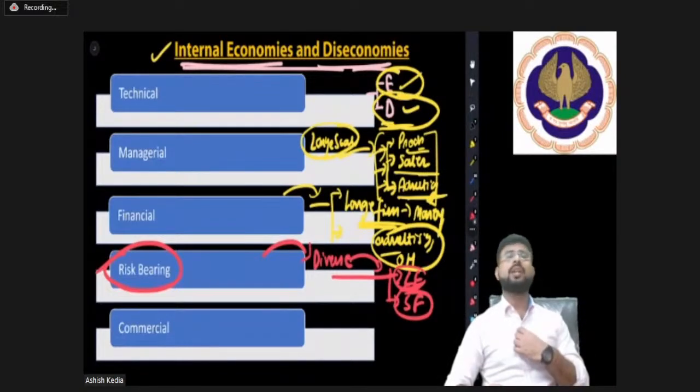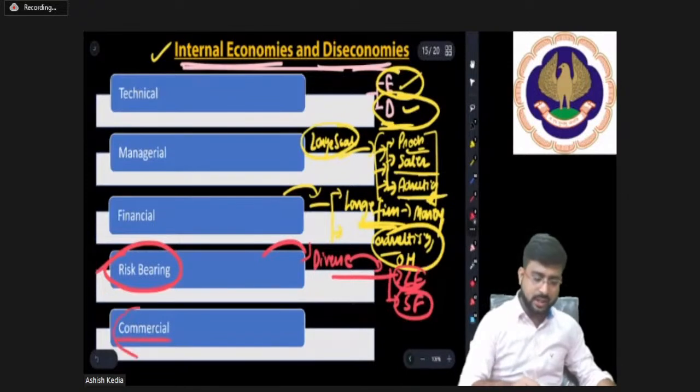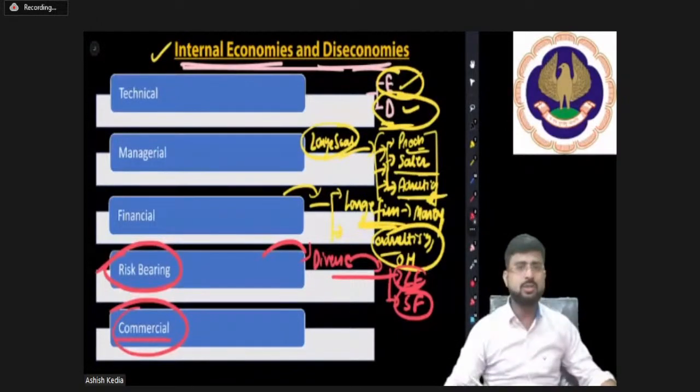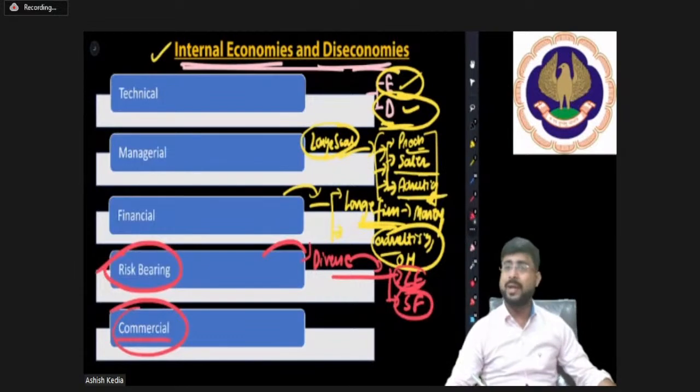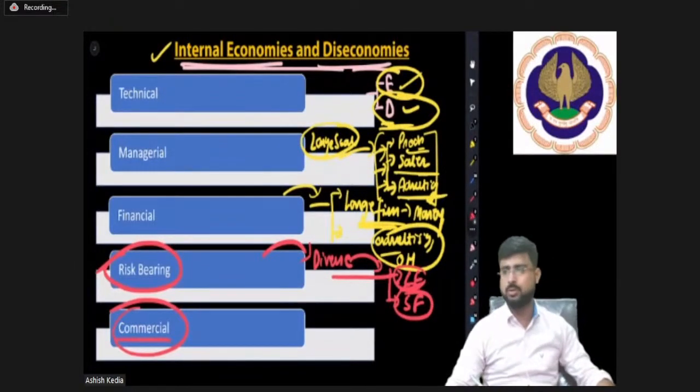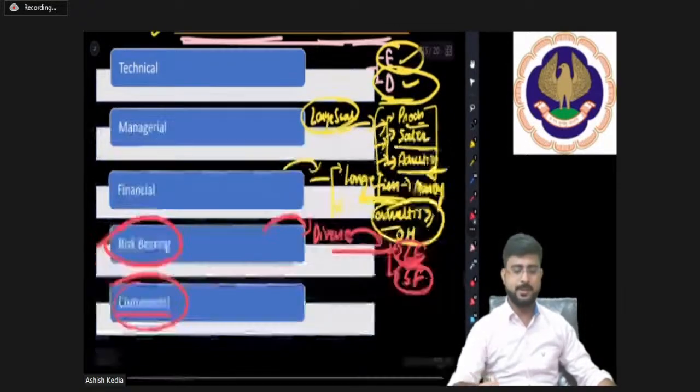Moving on to the next, last point in internal. Okay, in the last point of internal, that is commercial economy and diseconomy. Sir, what is commercial economy and diseconomy? Come on sir, what is commercial economy and diseconomy, sir? I'll explain to you. Pay attention everybody. What is commercial economy and diseconomy? I'm explaining now. Okay, yes sir, please go ahead.